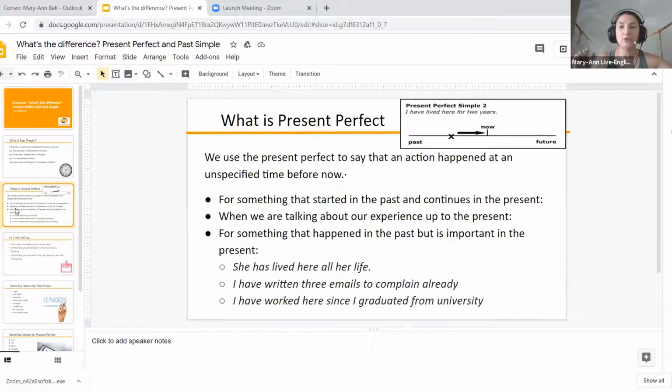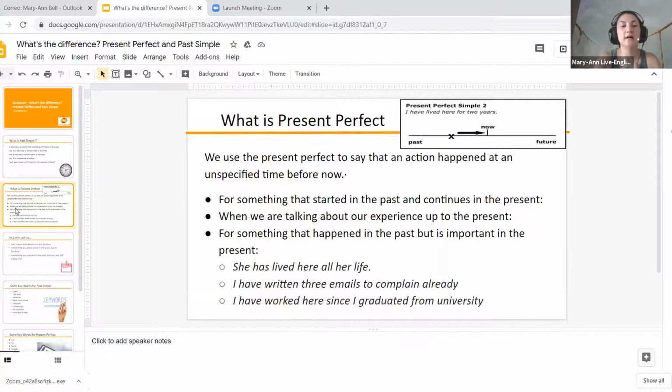Okay, so for example, I have been in Canada for 4 months. Okay, so it started 4 months ago and I am still in Canada now. Okay, it's very different to if I say I was in Canada for 4 months. That means I am no longer in Canada. Okay, so the present perfect means that you are continuing an action to now. Okay, another way to think about it is the present perfect connects the past to now.